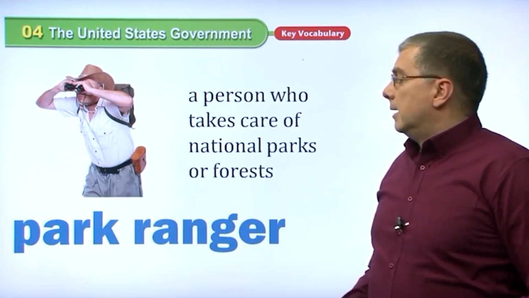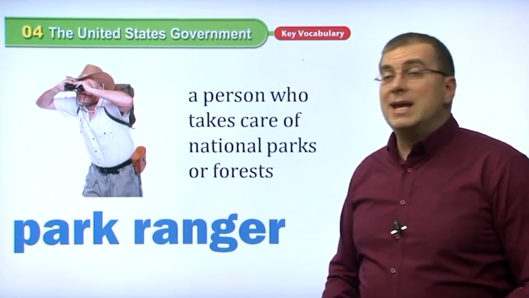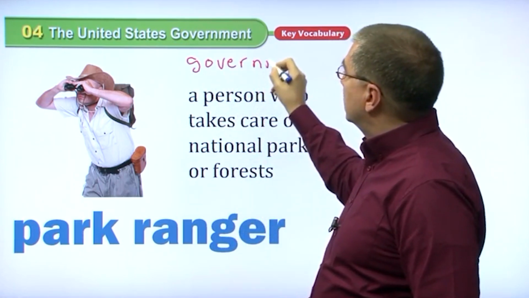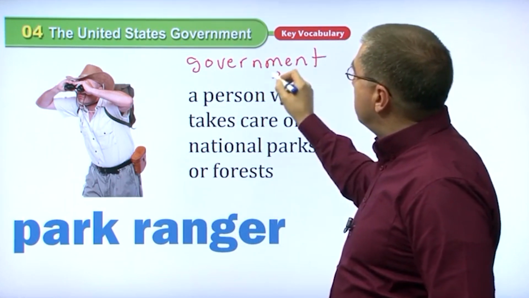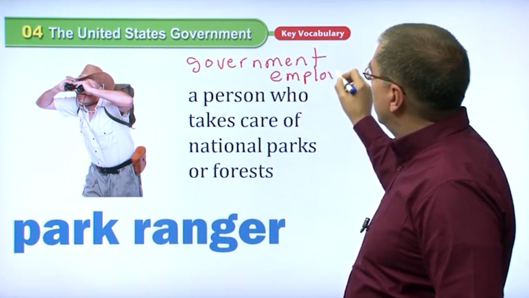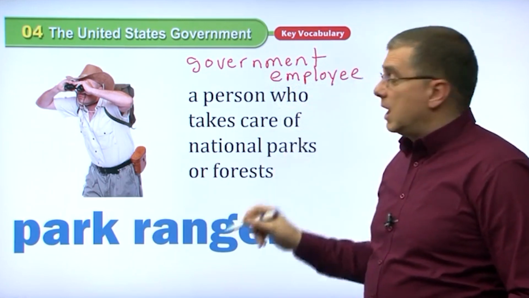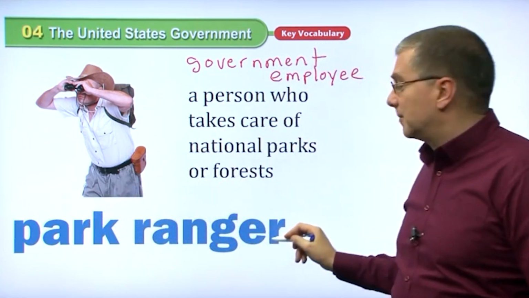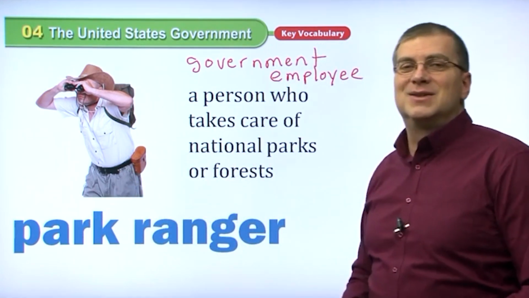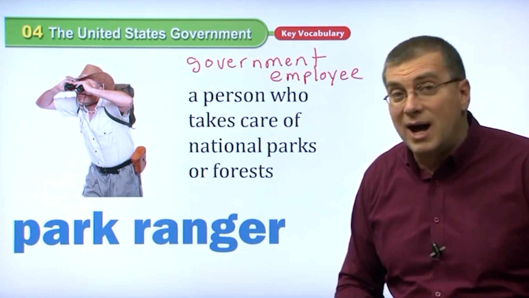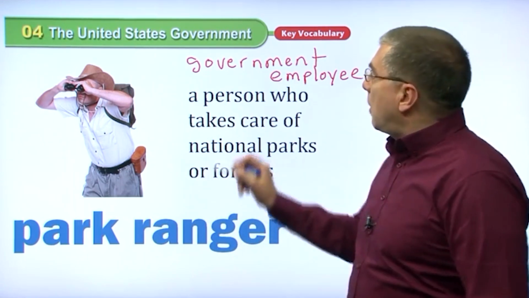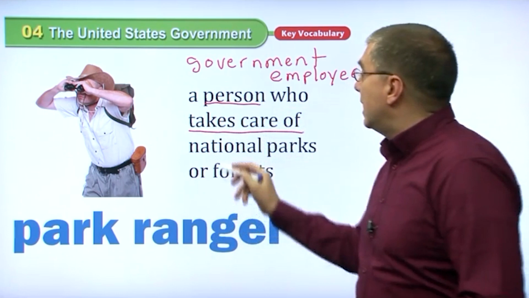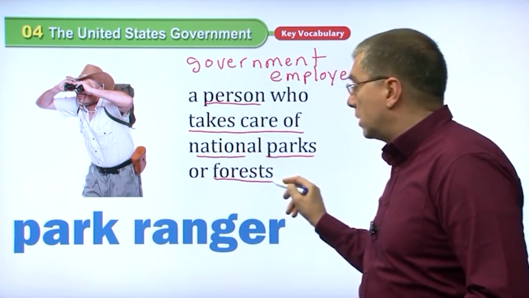Okay. Another type of government employee. We saw firefighter first. Another type of government employee is park ranger. Interesting job, right? Many kids sometimes say, I want to be a park ranger. Why? What do park rangers do? A park ranger is a person who takes care of national parks or forests.